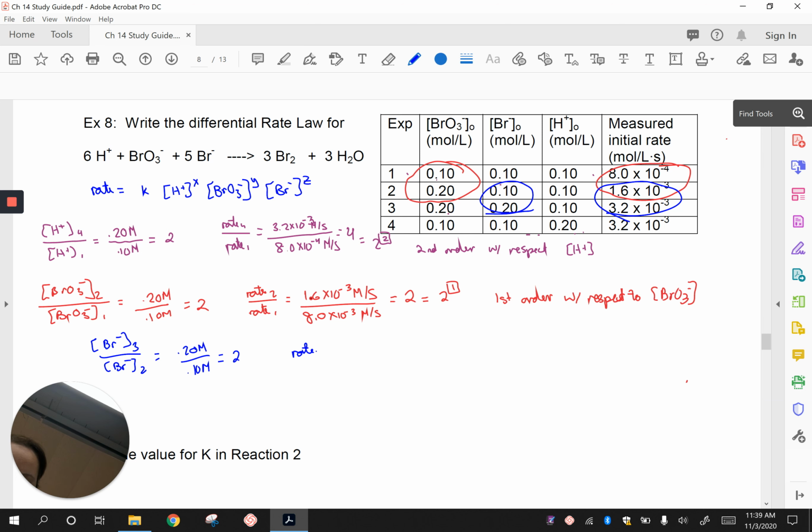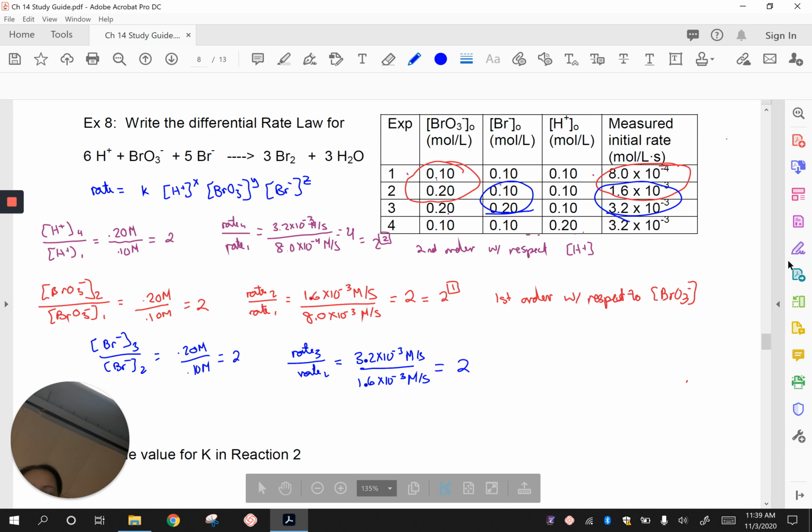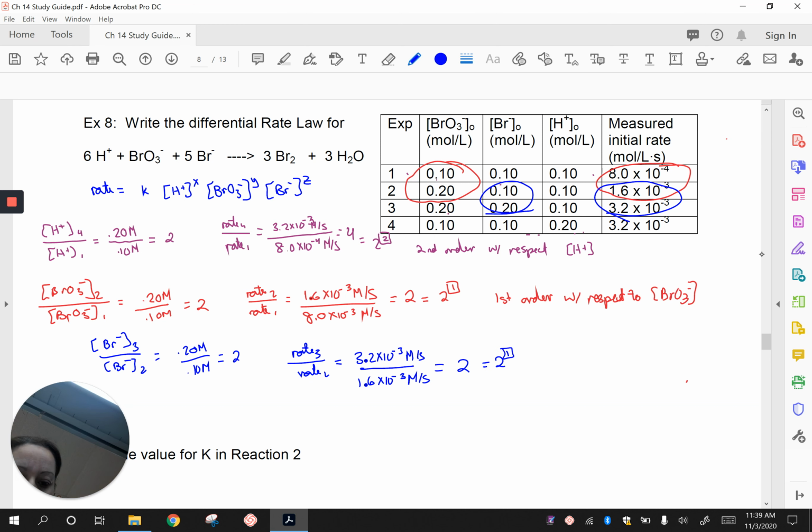Then I compare my rates for the same two experiments. So 3.2 times 10 to the negative third molar per second over 1.6 times 10 to the negative third molar per second. That looks like it's equal to 2. So again, I express my change in rate as my change in concentration to some power. So it's the same thing as 2 to the first. So first order with respect to the bromide ion concentration.